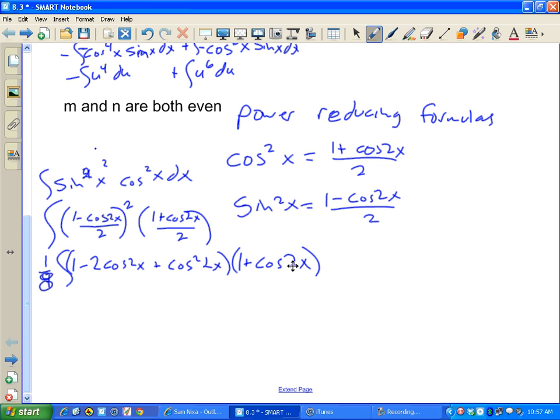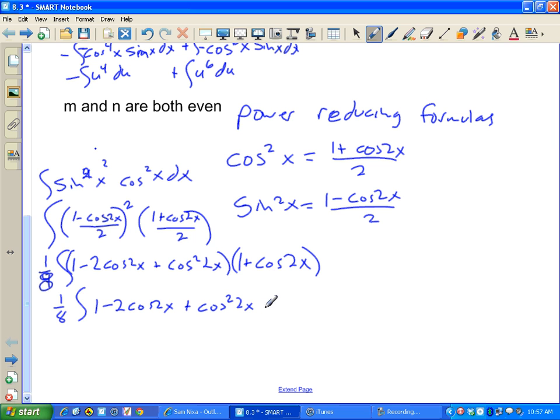And from this point, I could distribute this all out, or I could do integration by parts, but that looks like it'd be messy. So I'm just going to multiply all this in. So I'd have 1 minus 2 cosine 2x plus cosine squared 2x. That's from distributing the 1.